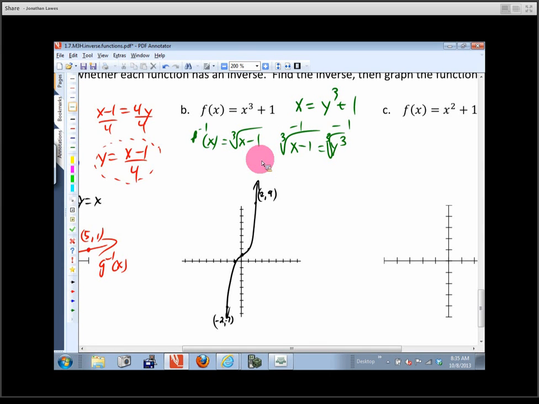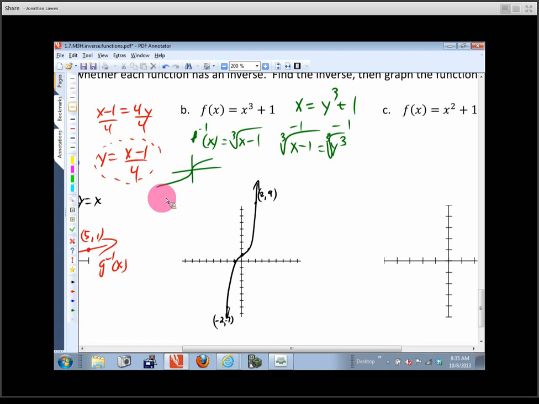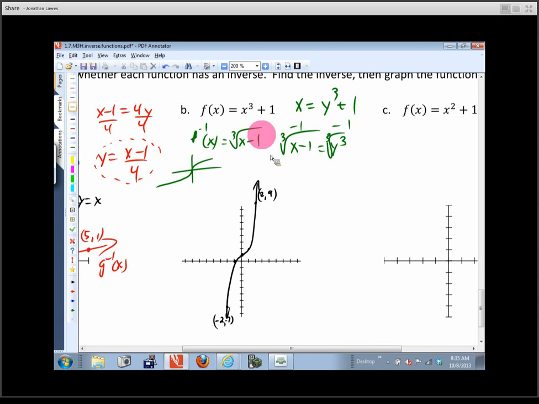Now, did we draw the cube root function? I don't think we did. The cube root function looks like this. It's kind of like the cubing function flipped on its side. I mean, they're inverses. They're reflections across the line y equals x. It's going to look something like this, but can somebody tell me what the minus 1 would do to this graph?